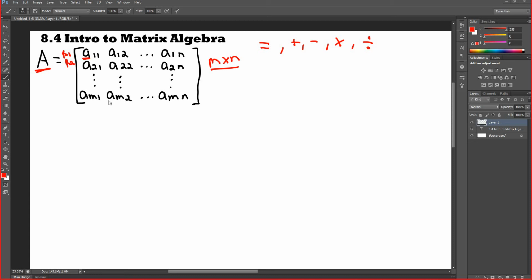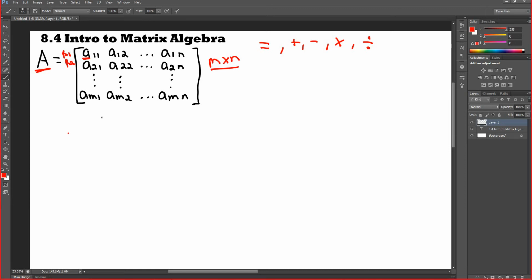Rows are the horizontal. Columns are vertical. The row number comes first. Column number comes second. Capital letters to name a matrix. Lowercase letters for the entries.